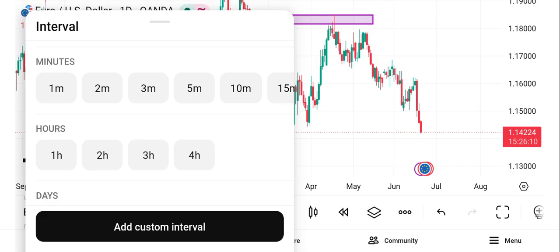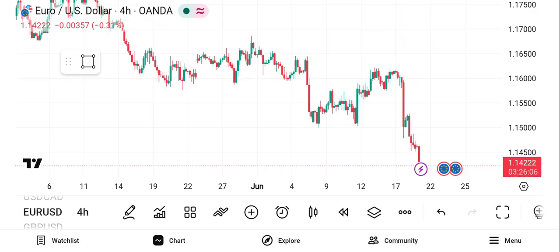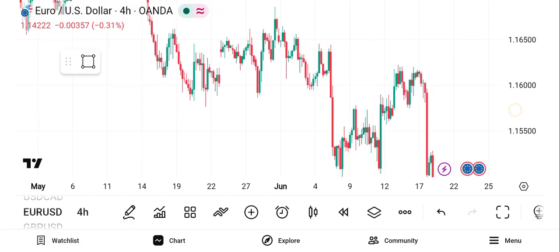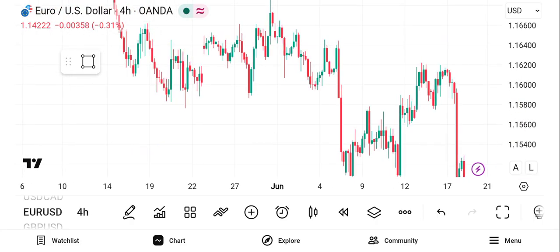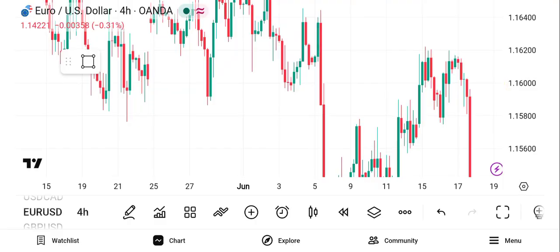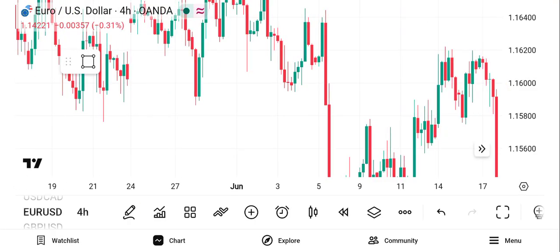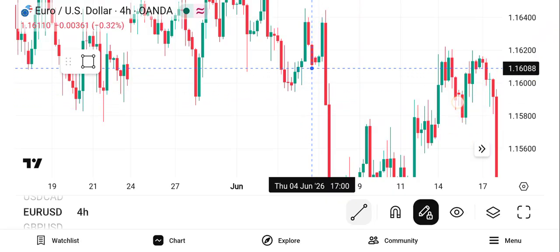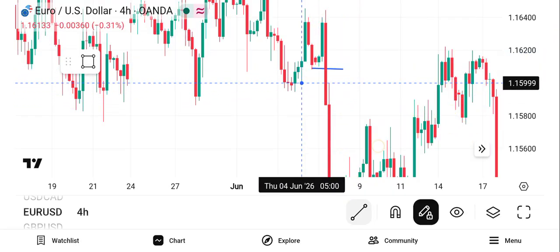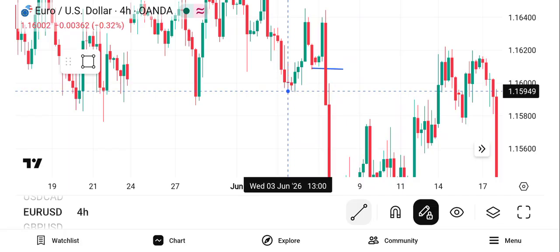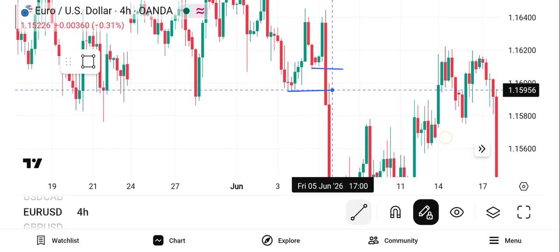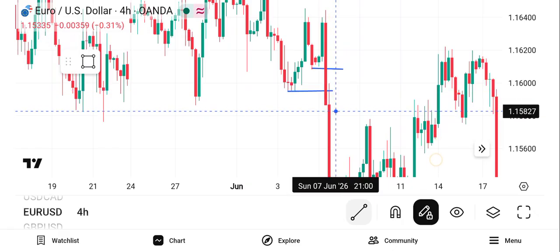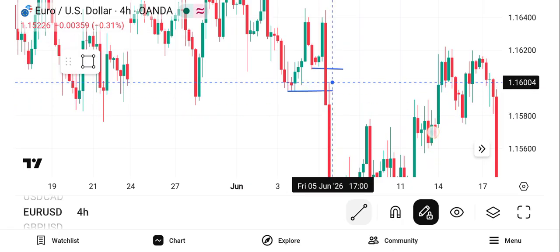All right, so since I took this trade on 4-hour time frame, let me show you how I was able to take this trade on 4-hour time frame. So on the 4-hour time frame, you can see market was trending down. It took out this zone here, and then this zone. So it gave me an inducement.